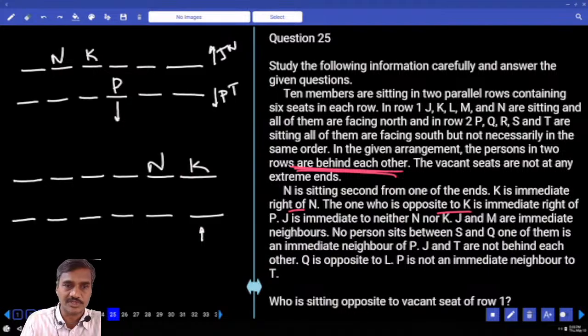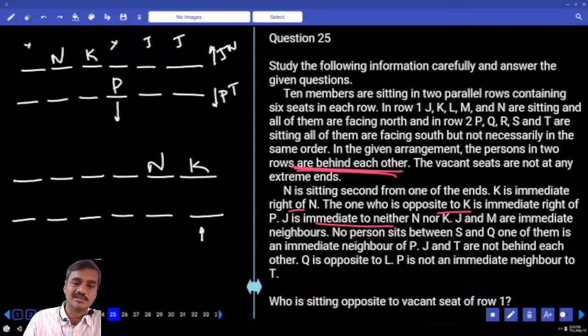Now we are left with only the first case. Then next one. J is immediate neighbor to neither N nor K. J is not adjacent to N and K. Hence J cannot be here, J cannot be here. Hence J can be either here or here, 2 possible. J and M are immediate neighbors. J and M are immediate neighbors.